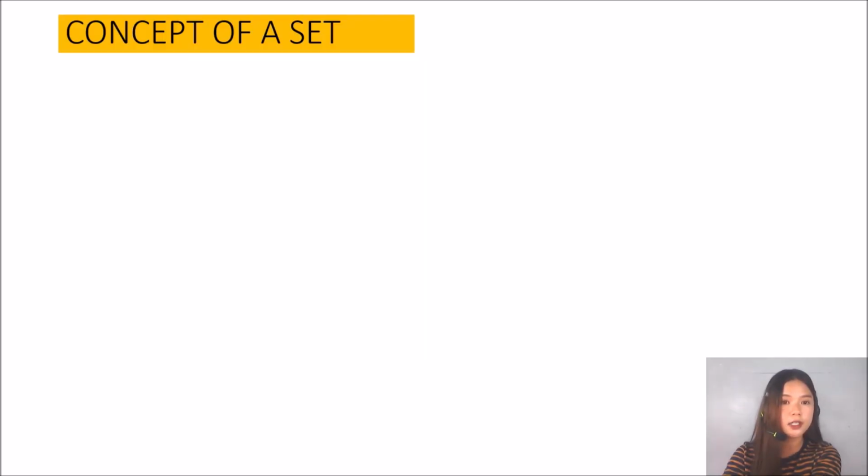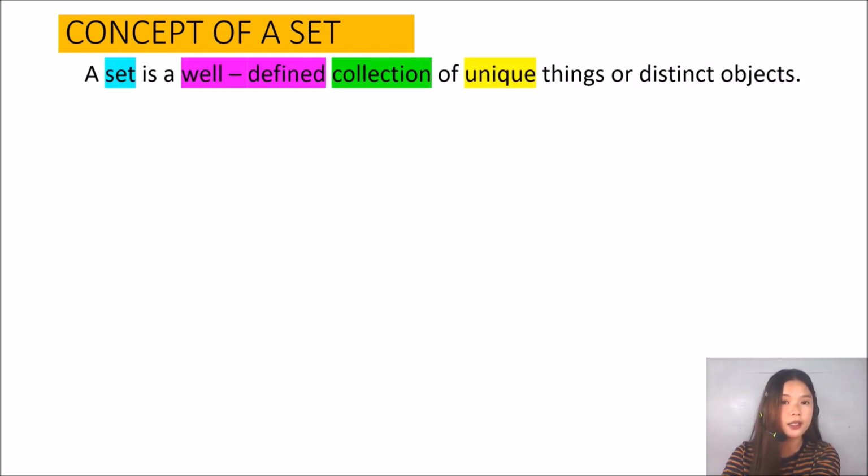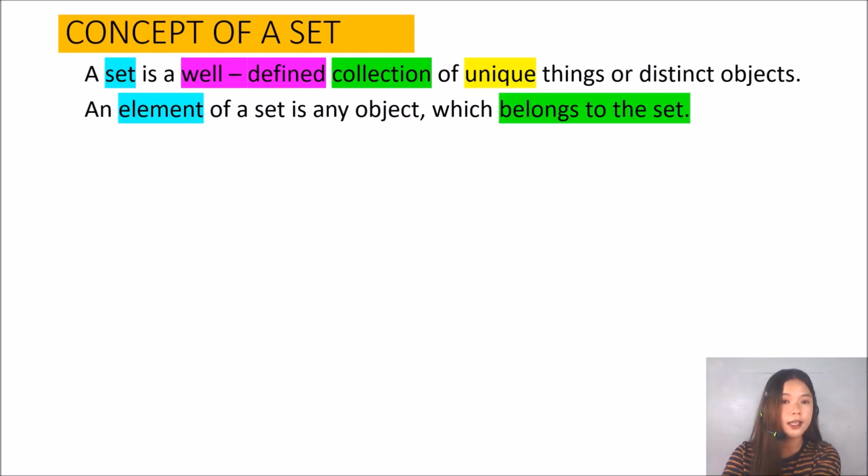So, understand first the concept of a set. What is set? A set is a well-defined collection of unique things or distinct objects, and an element of a set is any object which belongs to a set. So, ang set po natin dapat ay well-defined, maayos na na-describe, at meron pong naibigay na characteristic dapat na mga object na nasa loob ng set natin. And ang tawag po sa mga object sa loob ng set natin ay element.